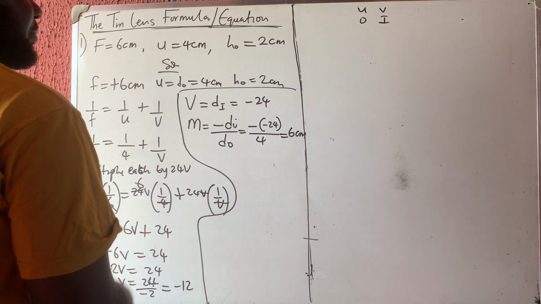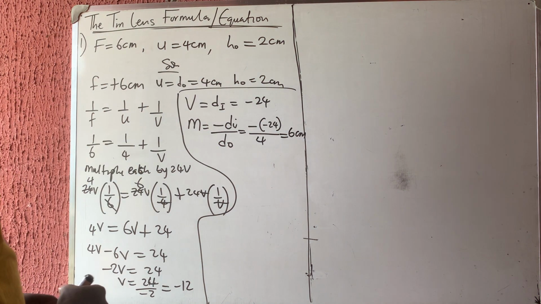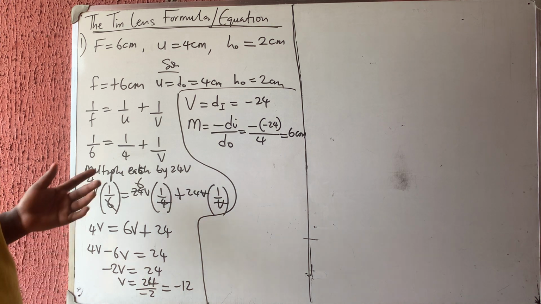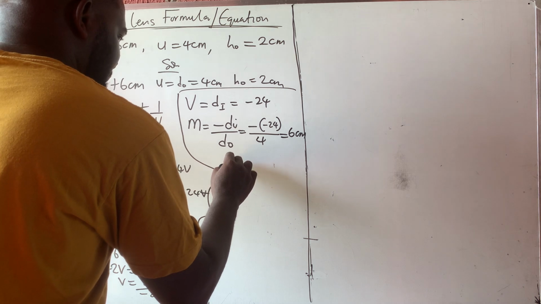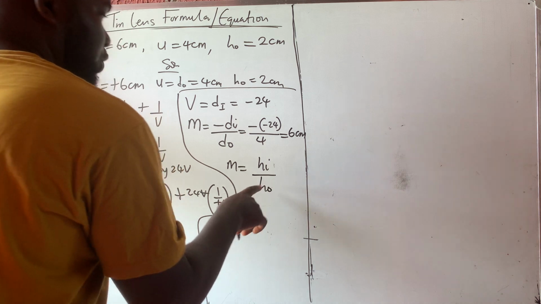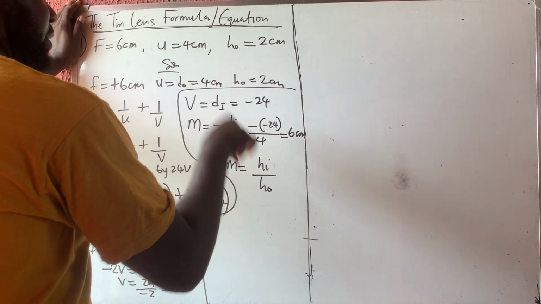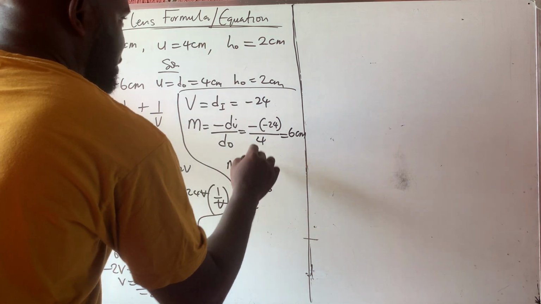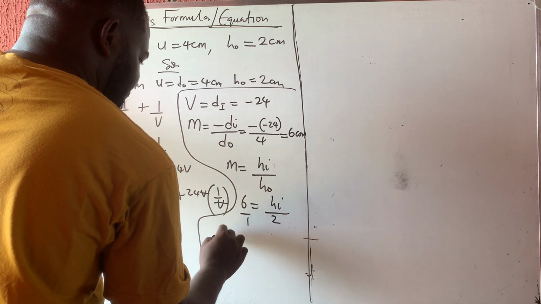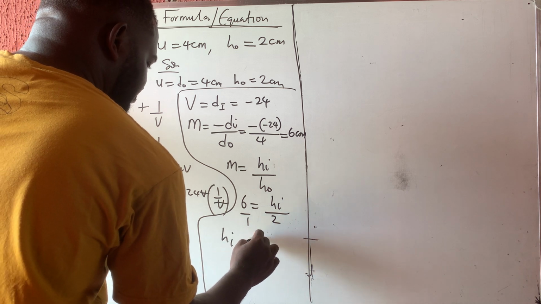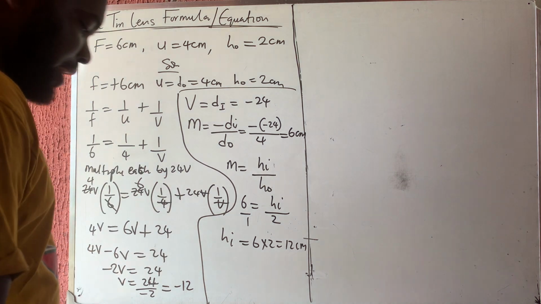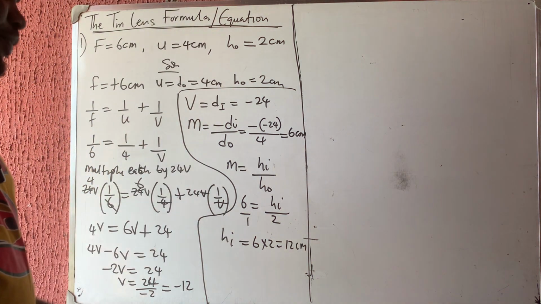They say how tall is the image? We have not gotten the image height, but I know that my magnification is equal to the image height over the object height. I told you everything about image should be at the top first. So I have that 6 is equal to the image height I'm looking for all over the object height, which is 2. If I cross multiply, I have that my image height is now 6 times 2, which is 12 cm. So they say how tall is it? It is 12 cm tall.